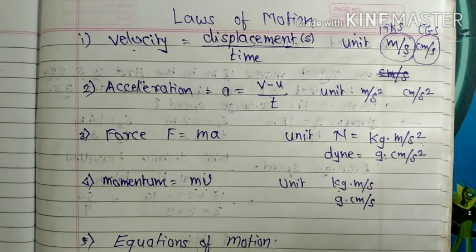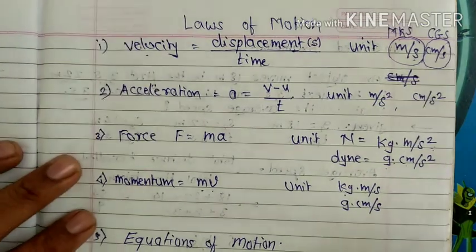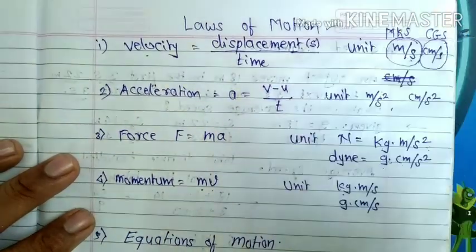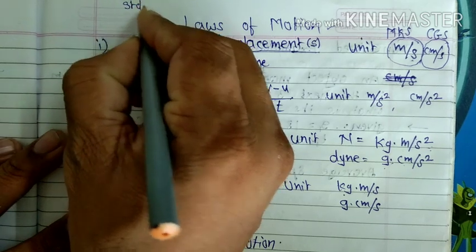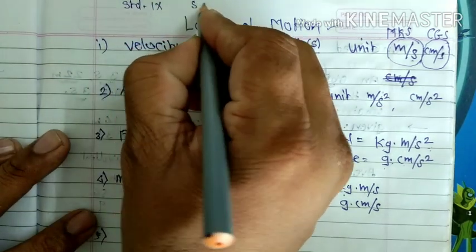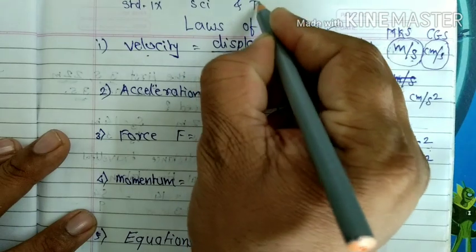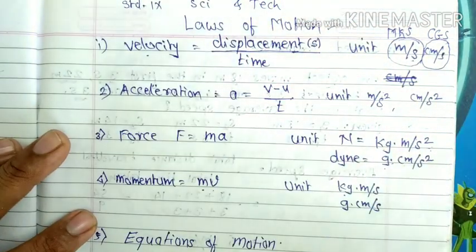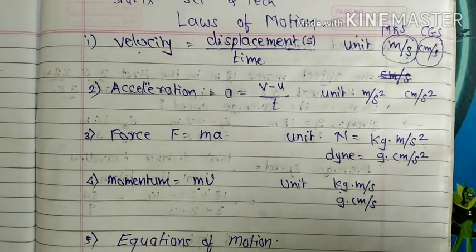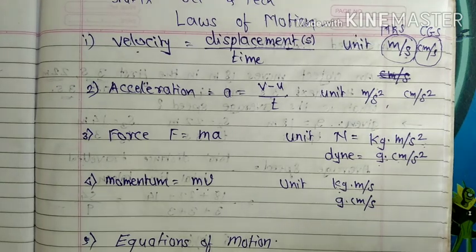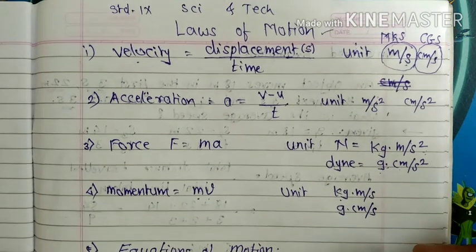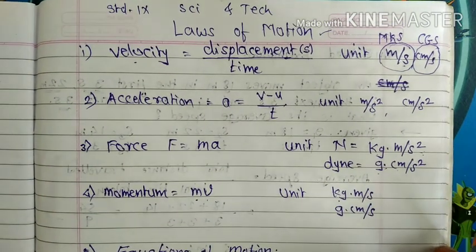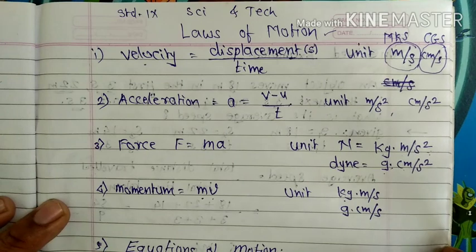Hello students, today we are going to see some numericals from the chapter Laws of Motion, which is the first chapter of Standard 9 Science and Technology. For that purpose we have to understand some formulas that are explained in the theoretical part of the chapter Laws of Motion. Now let us see some formulas and their units.